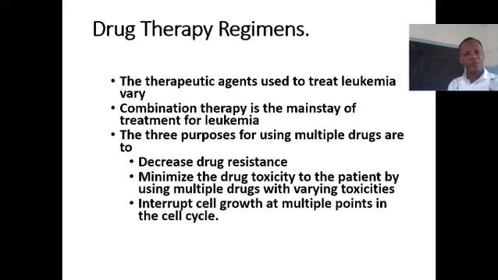Drug therapy regime. The therapeutic agents used to treat leukemia vary. Combination therapy is the mainstay of treatment for leukemia. The 3 purposes for using multi-drugs are: kwanza, aiming to decrease the drug resistance with the single drug, minimize the drug toxicities to the patient by using multiple drugs with varying toxicities. Lengo lingine ni interrupting the cell growth at multiple points in the cell cycle.